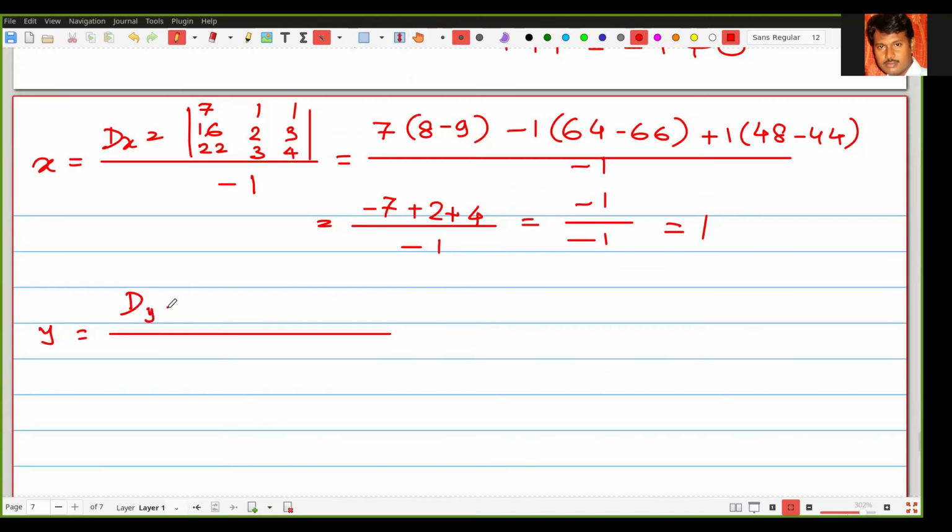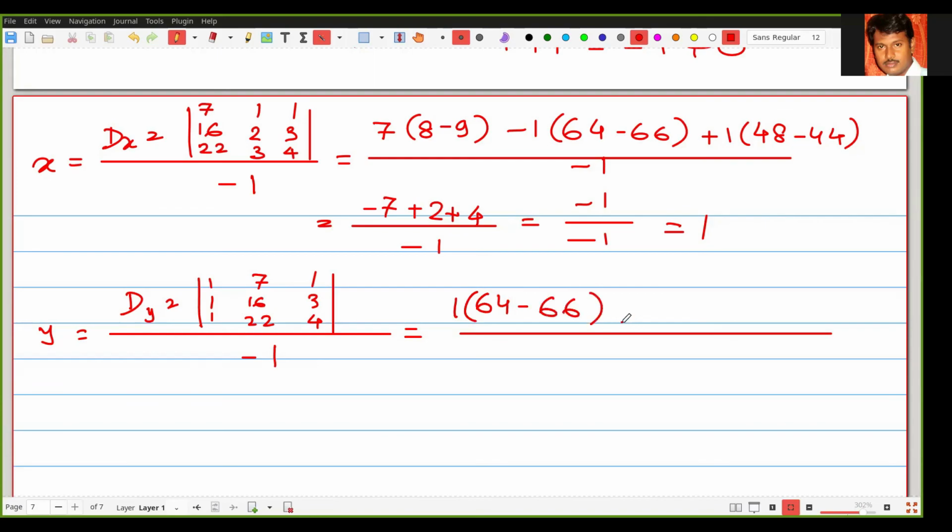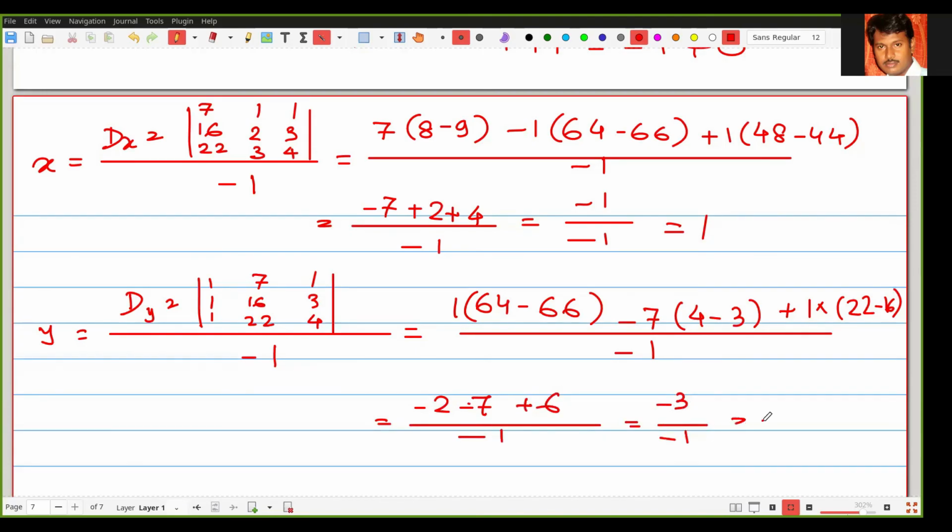Same as that, dy is equal to changing the second column, 7, 16, 22, 1, 3, 4 upon minus 1. So that one, 1 into 64 minus 66 minus 7 into 4 minus 3 plus 1 into 22 minus 16 upon minus 1, or the result is minus 2 minus 7 plus 6 upon 1, or minus 3 upon minus 1, or 3.